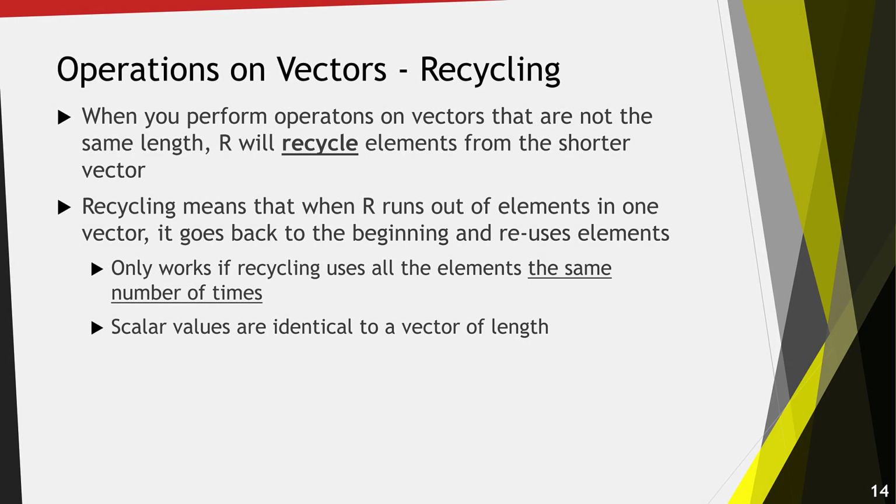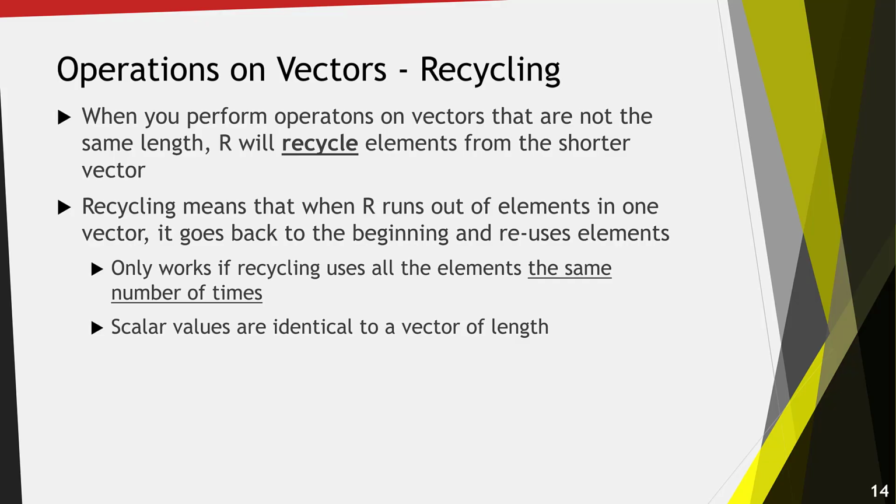Now you might wonder what happens if you're performing operations on vectors and they aren't the exact same length. What R is going to do when vectors aren't the same length is attempt to reuse elements from the shorter vector to make the lengths match up. This is called recycling. So what will happen is R will look at the shorter vector, and when it runs out of elements, it will recycle from the shorter vector, starting at the first element and working through to the end until the number of elements matches up between the two.